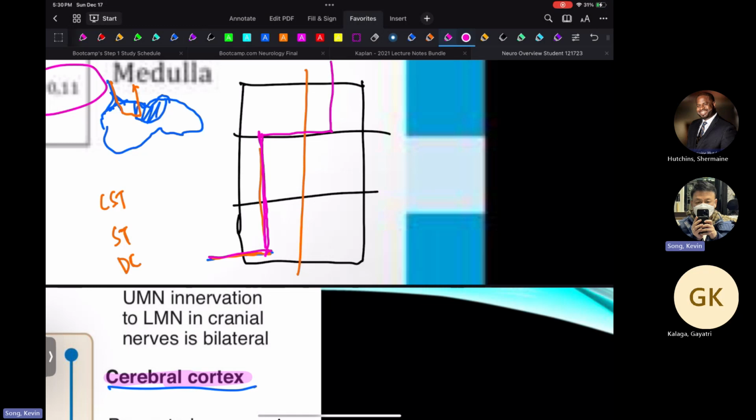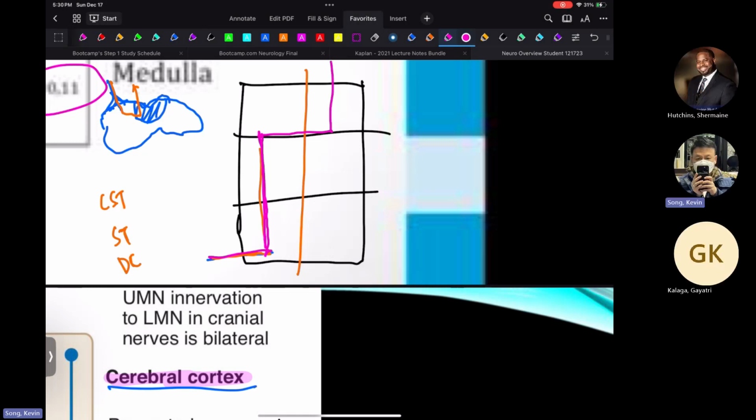First neuron. So remember that in the sensory pathway, only the second neuron will cross, right? So this is the second neuron that crosses. And then after the thalamus, it will be the third neuron here. So that's the dorsal column pathway.